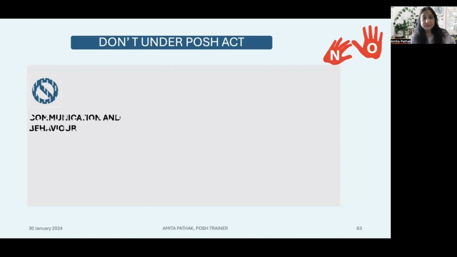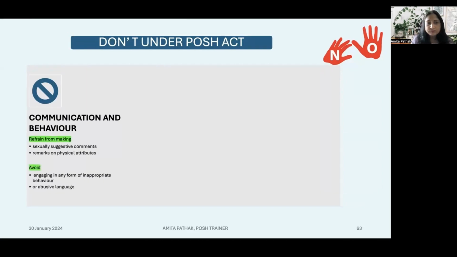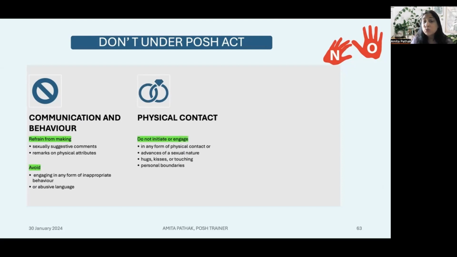Don'ts under the POSH Act. What should we not do? What type of communication and behavior do we avoid? Refrain from making any sexually suggestive comments or remarks on physical attributes. Avoid engaging in any form of inappropriate behavior or abusive language. Physical contact: do not initiate or engage in any form of physical contact or advances of a sexual nature. Hugs, kisses, touching, personal boundaries.